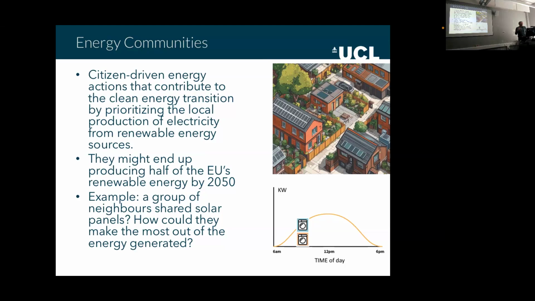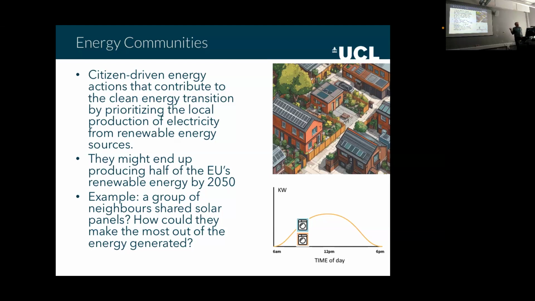So what are energy communities? Energy communities are basically initiatives that try to promote the local production of electricity from renewable sources. And there's a very strong push politically for them, especially in the EU, where there is an expectation that by 2050, half of the EU renewable energy will be generated in energy communities.